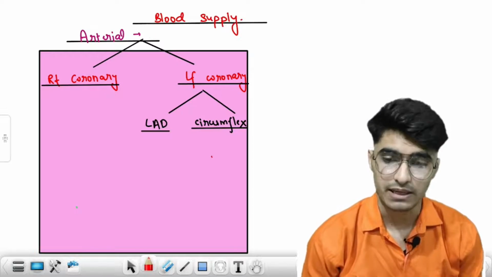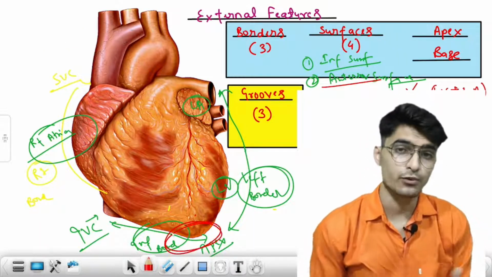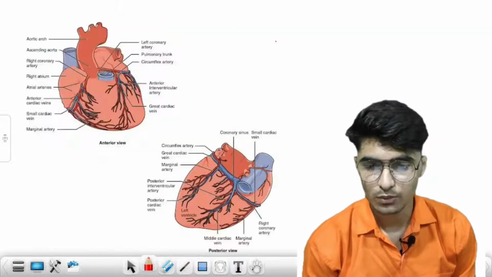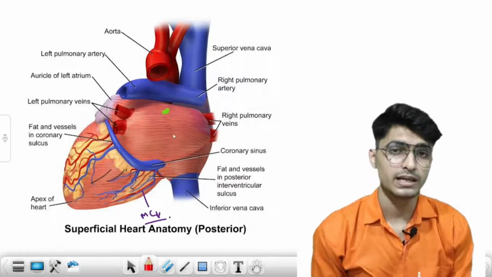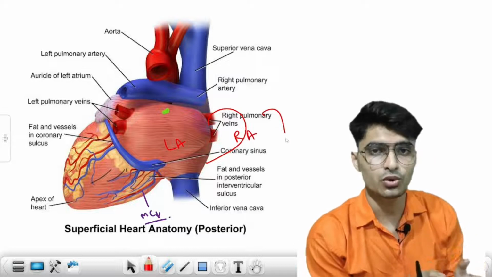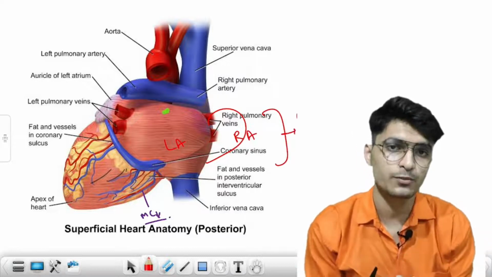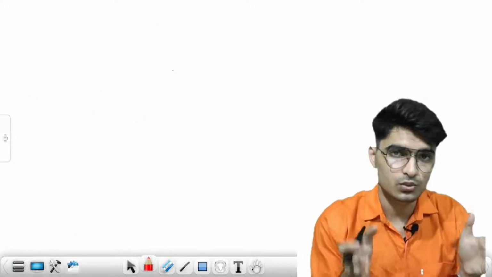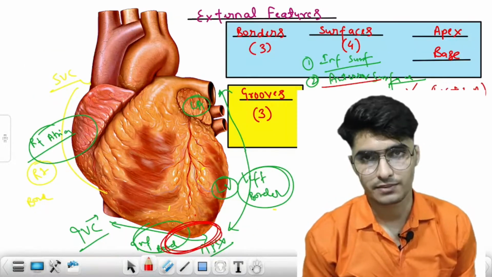And now the apex, which is formed by the left ventricle. And what is the base? The base is formed by the posterior surfaces of both atria, 2/3 of the left atrium and 1/3 of the right atrium, and these two structures form the base of the heart.